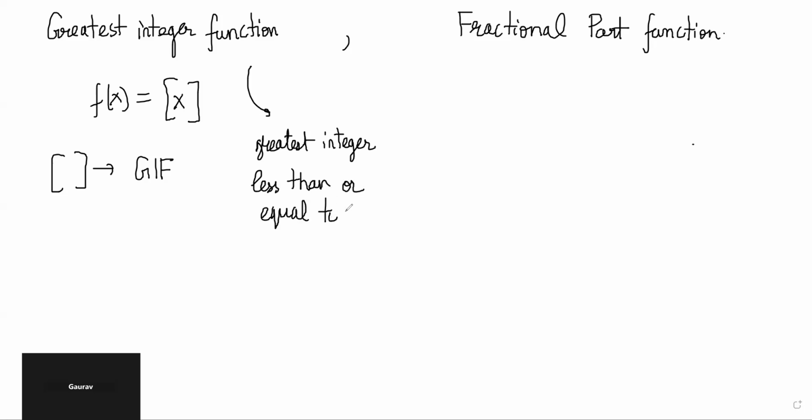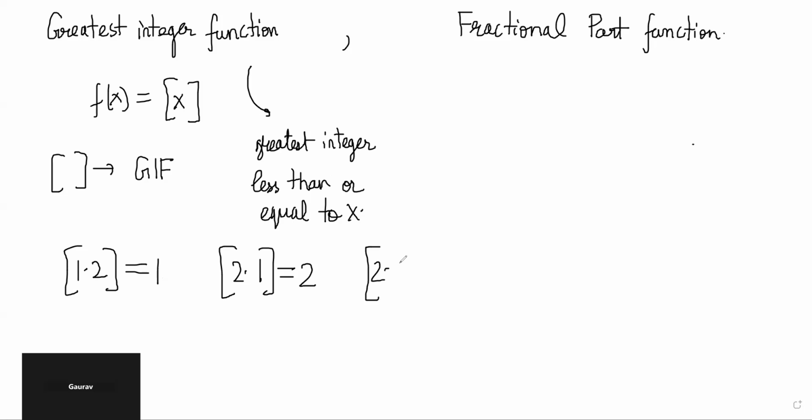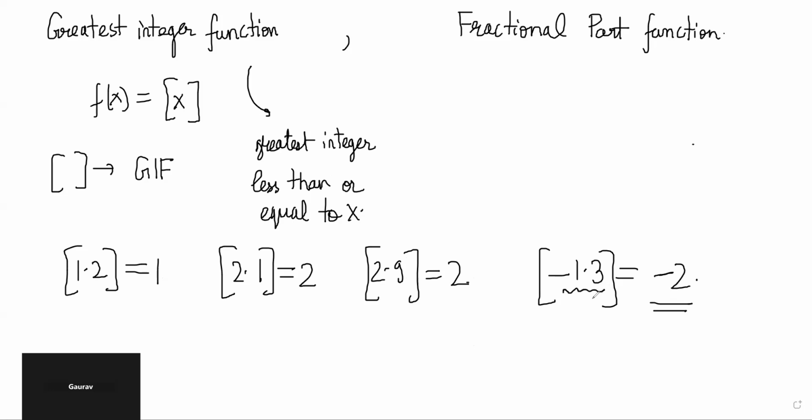So for example, if I had to take GIF of 1.2, it is equal to 1. GIF of 2.1 would be equal to 2. GIF of 2.9 would be equal to 2. GIF of -1.3 would not be -1, it will be -2, because the integer less than this is -2, not -1. -1 is greater. If it was an integer, GIF is the same as that integer. Do you understand?